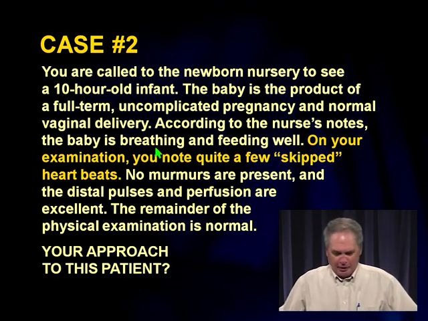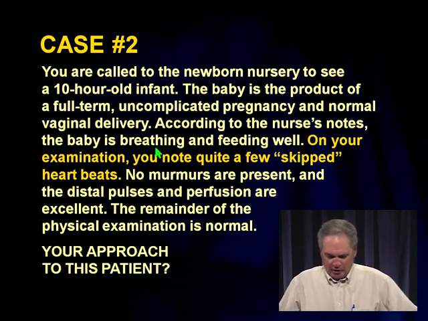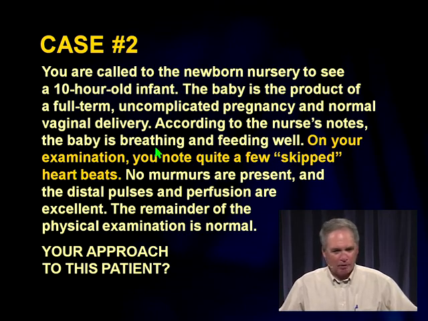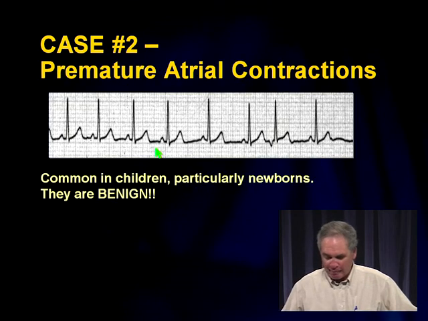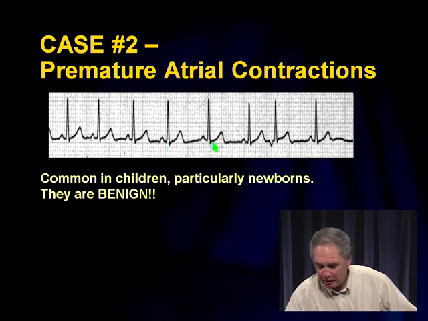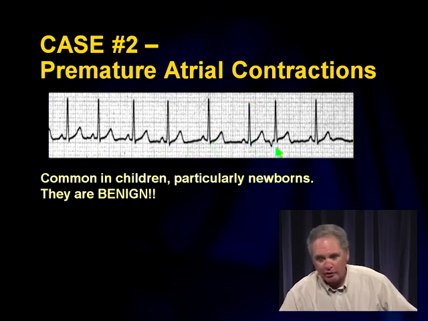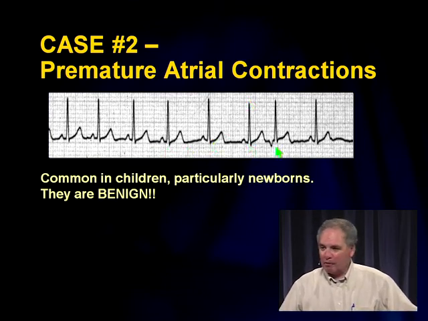Called to the nursery, 10-hour-old infant. Irregular rhythm, skipped heartbeats, urgent cardiology consult required. Get an electrocardiogram maybe, and this is what you're very likely to see. PQRST, PQRST, PQRST, and an early beat with a narrow QRS complex.